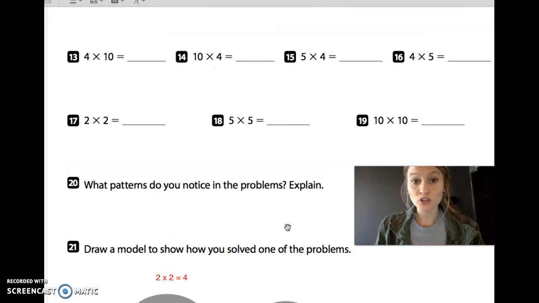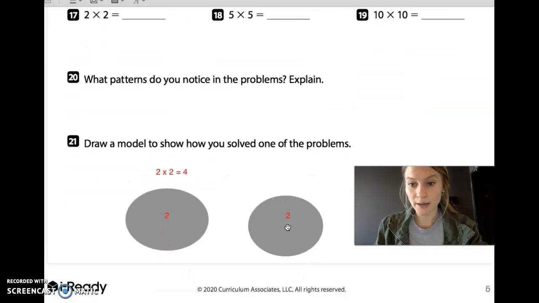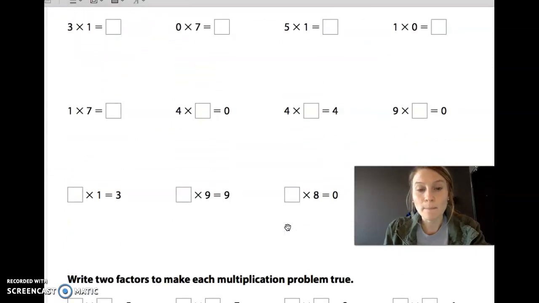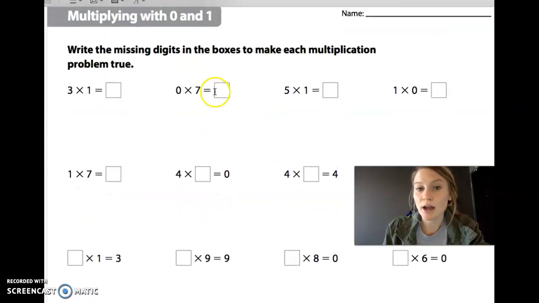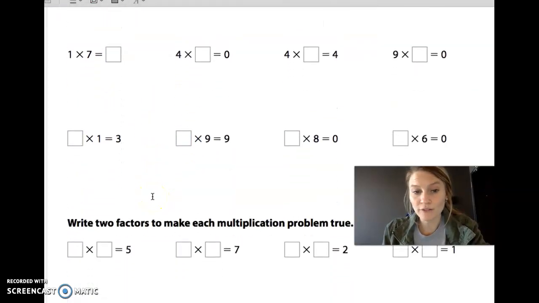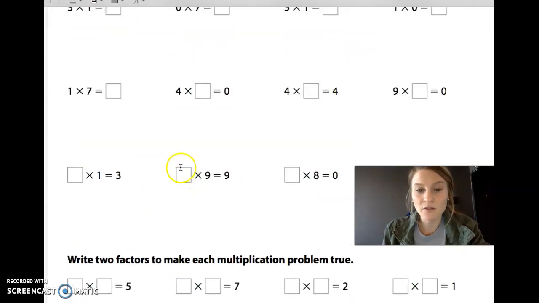Okay, let's keep moving. So you need to work on this page. Keep finishing that. Page 6, you have some more, and you have a missing. This time it's not just the product. Okay, it might be, look at your numbers here. It might be a group that's missing, the amount in each group, and you got to figure out what that would be. And remember, we call these factors.